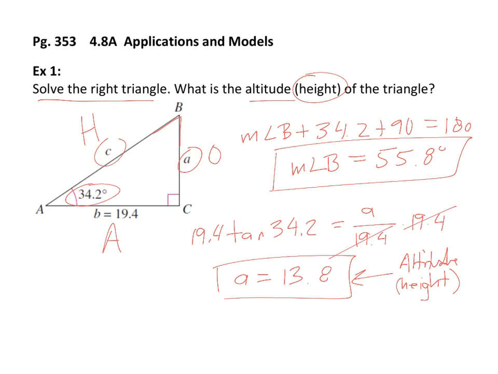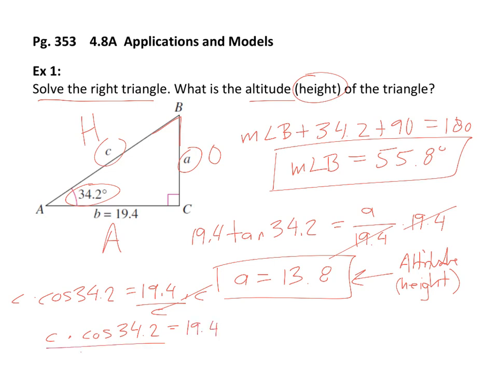Now to figure out C, we'll use cosine. So cosine of 34.2 is equal to 19.4 over C. I'll multiply by C on both sides, and so I have C times cosine of 34.2 is equal to 19.4. Then we divide by cosine of 34.2.